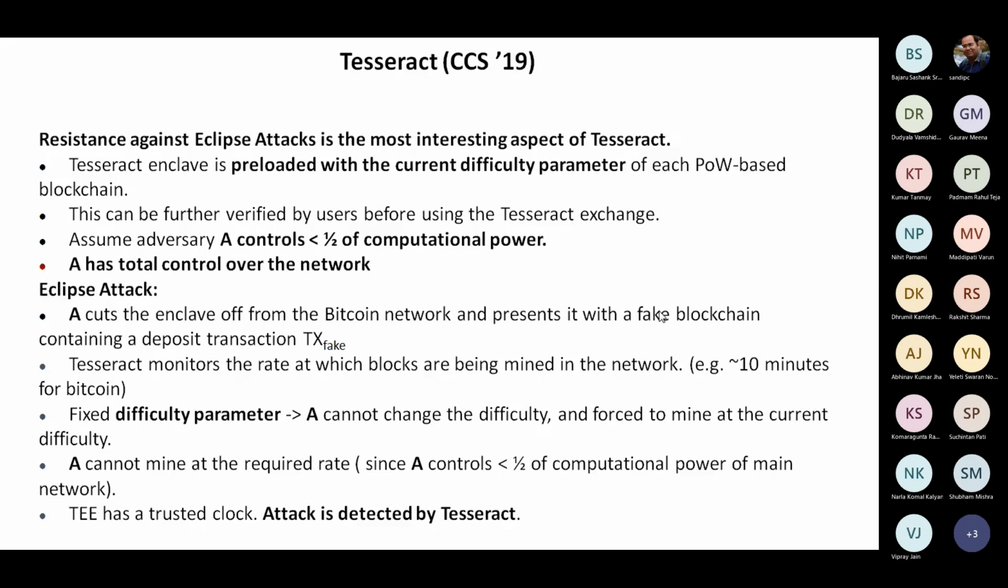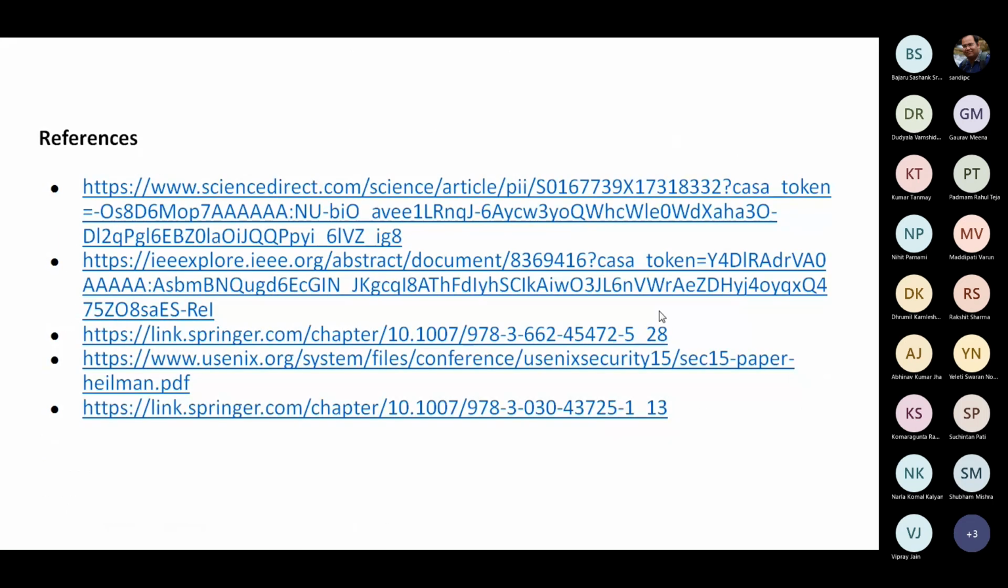So this is an interesting work which we wanted to discuss. This is, of course, the set of papers about front-running attacks and eclipse attacks and selfish mining attack, and the current one, the Tesseract, and so on. So you are encouraged to go through these papers also, to supplement what has been covered in the lectures during the class. So that brings us to the end of our discussion on security in blockchain.